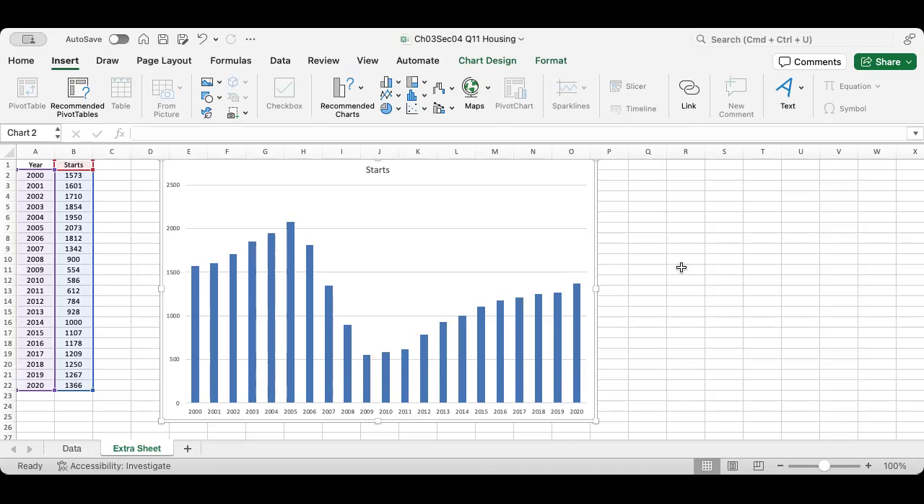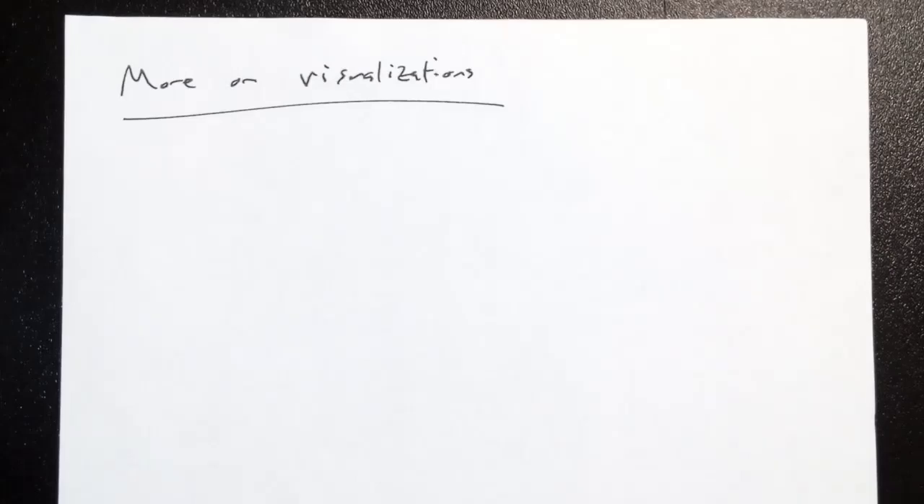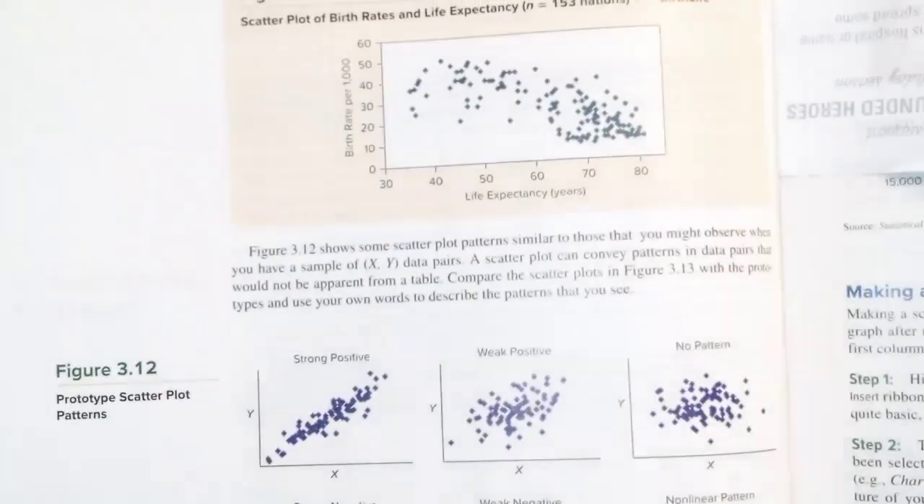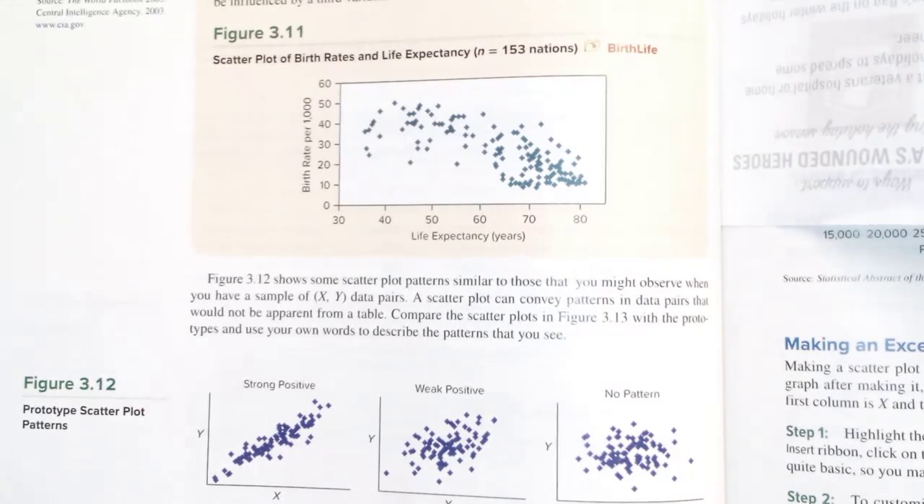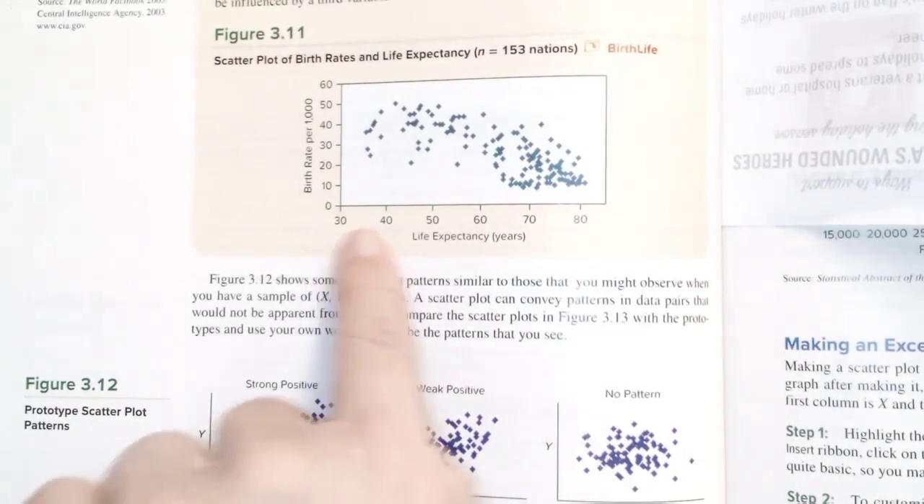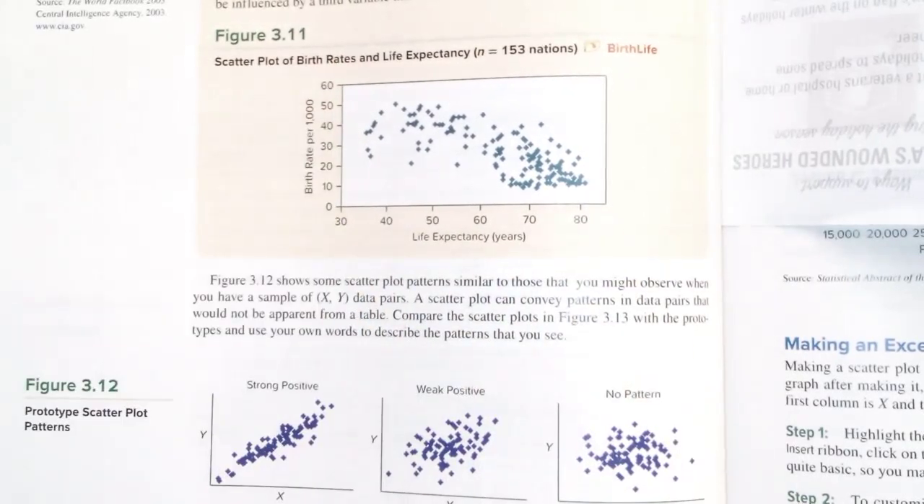When we look at scatter plots and data that works in multiple variables, I could say, okay, how long have you been a student versus what is your GPA? How long have you been employed versus your salary? Here, we have a plot of life expectancy and birth rate. Now, I don't know, do you think that life expectancy is related to birth rate?